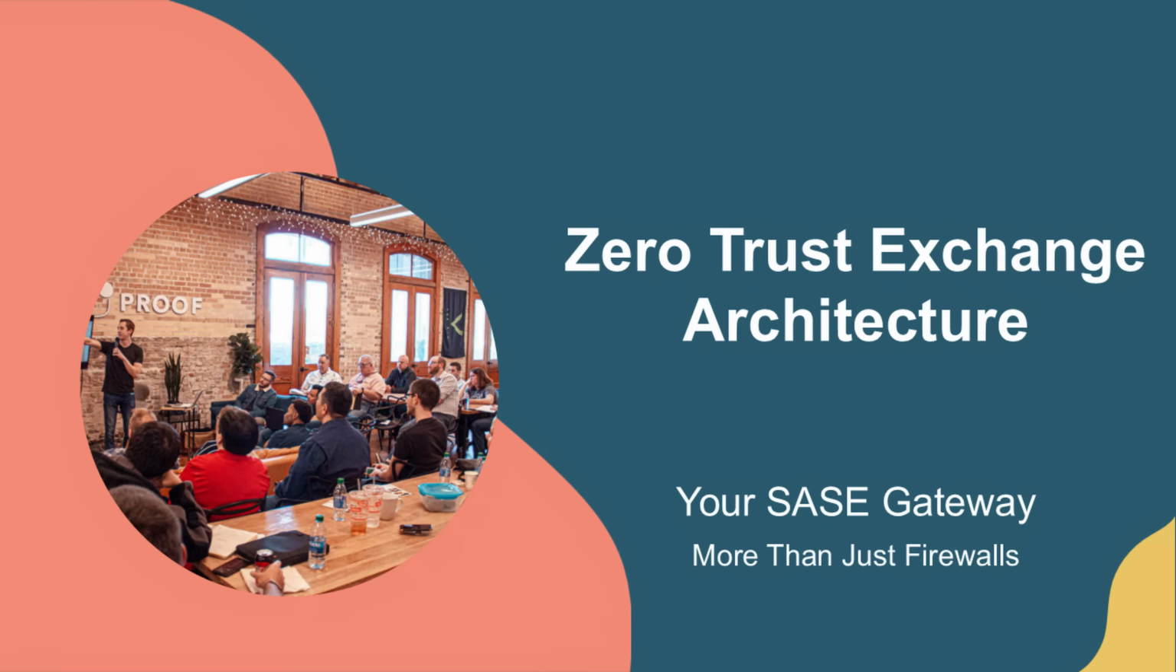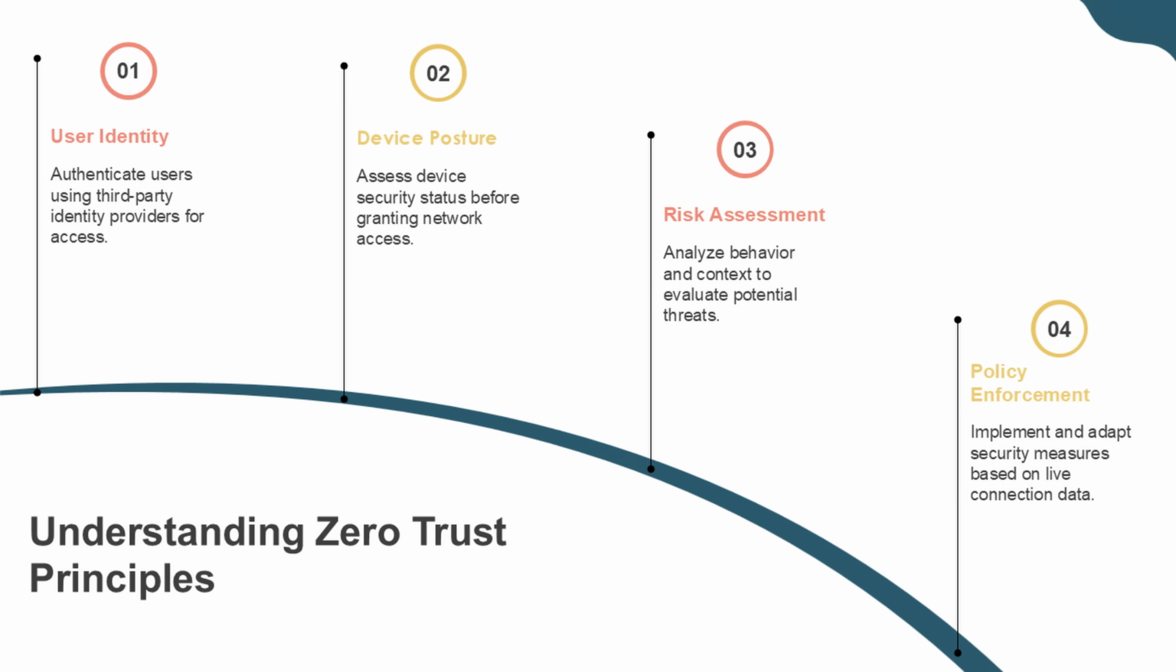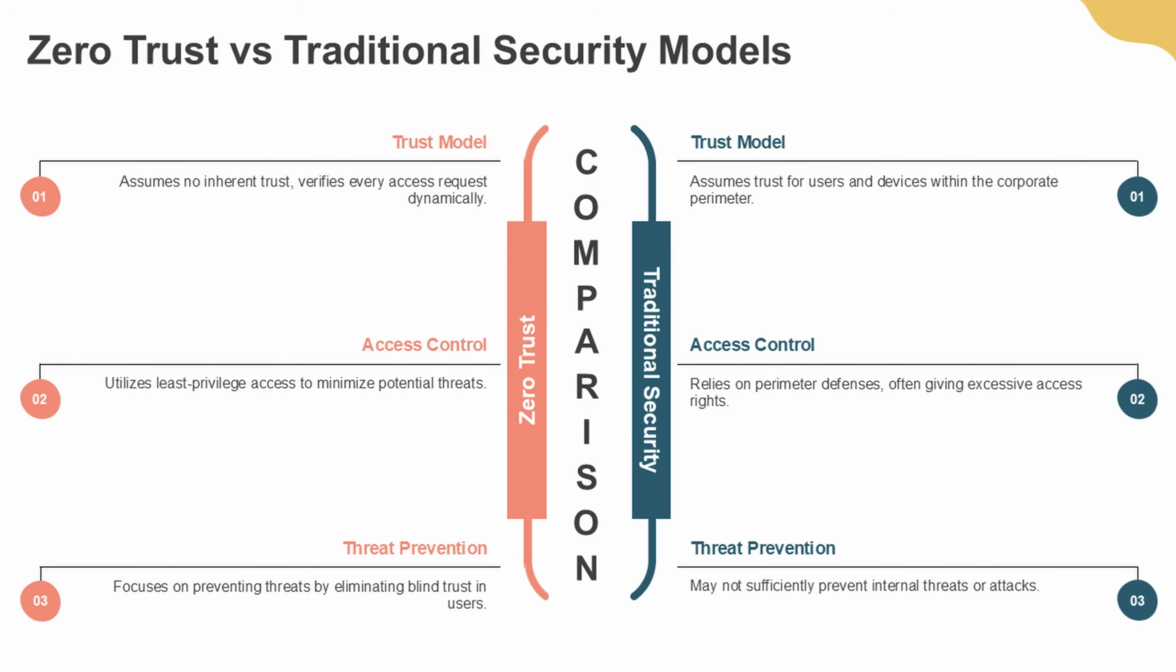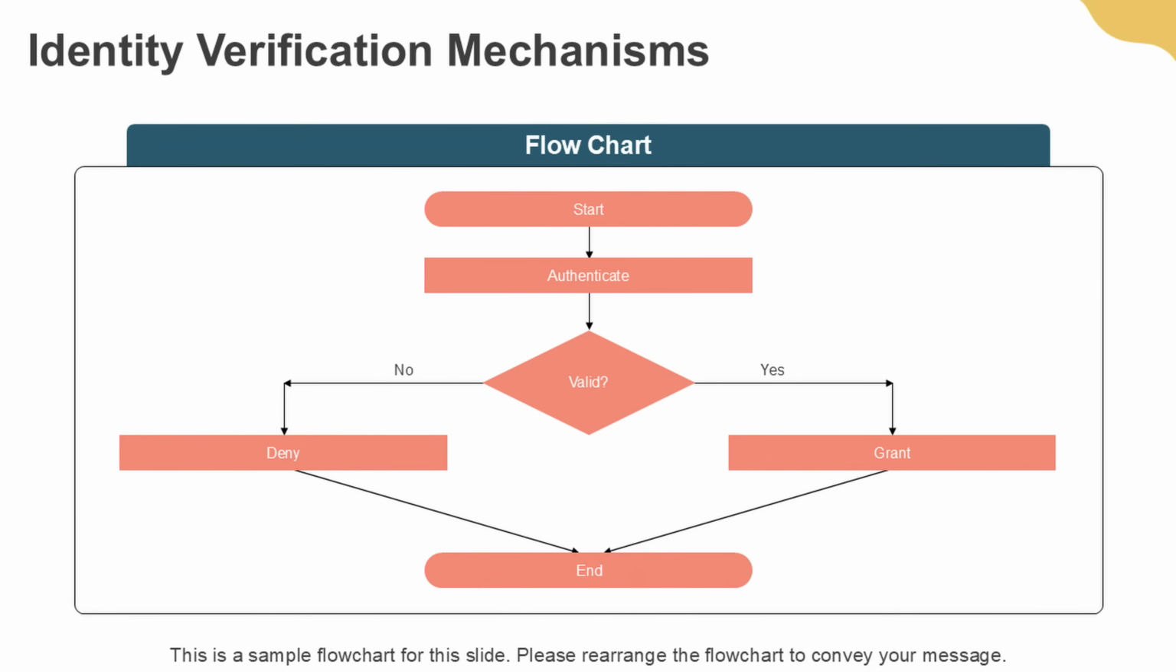The Zero Trust Exchange, or ZTNA architecture, is a game changer, representing a shift from traditional perimeter-based security to a cloud-native platform built on zero trust principles. Unlike conventional network security, which assumes everything inside the perimeter is trustworthy, ZTNA operates on the principle of least privileged access, establishing trust based on four contextual elements: user identity, device, application, and content. This approach significantly enhances security by eliminating the need for blind trust.